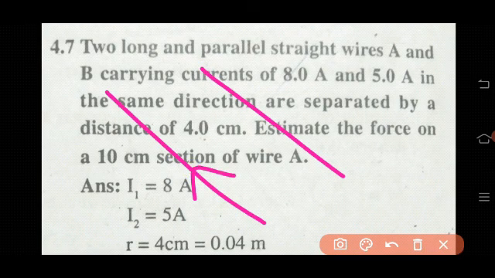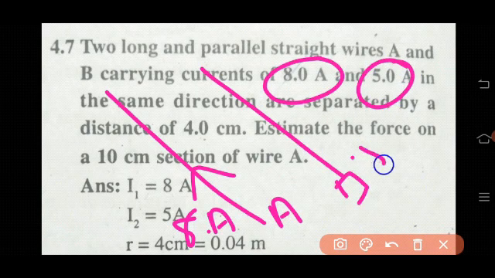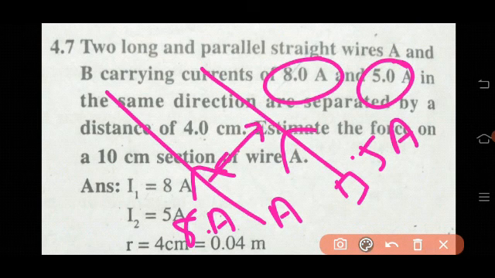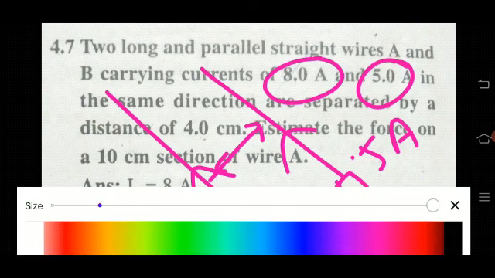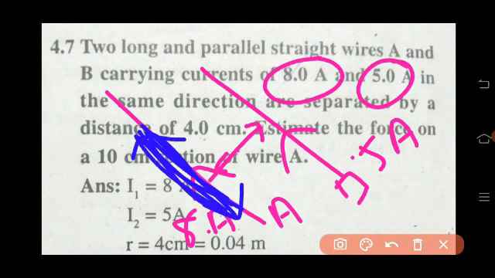What is the current in wire A? That is 8 amps. What is the current in the second wire, wire B? 5.0 amps flows in this second wire. The distance between them is 4 centimeter. We need to find the force on a 10 centimeter section of wire A. How much force will it experience due to the current in B?